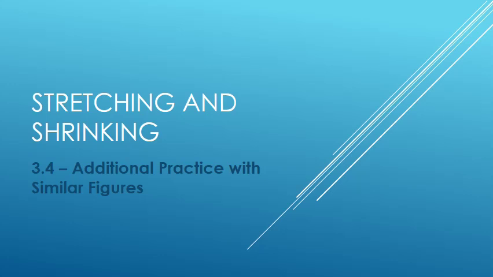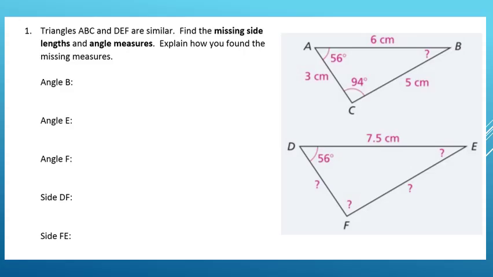In Investigation 3, we've been exploring how to solve for missing pieces of information in similar figures with a scale factor. So now we're going to continue to build on what we've been doing with a more advanced problem. In this problem, we're being told that triangles ABC and DEF are similar, and we're being asked to find the missing side lengths and the missing angle measures. You'll see a number of question marks here of pieces of information that we want to solve.